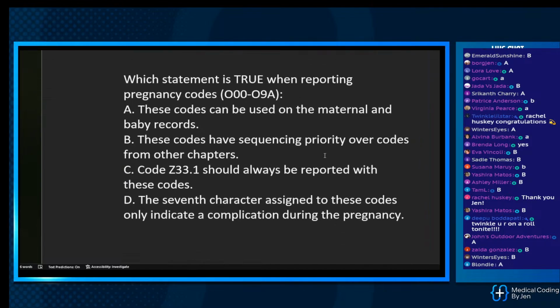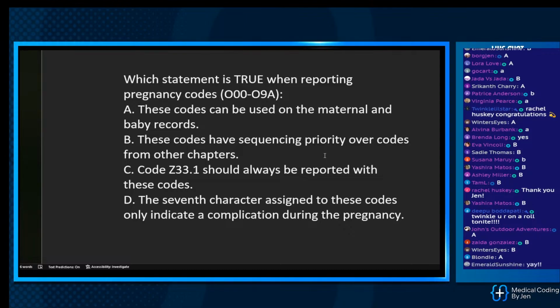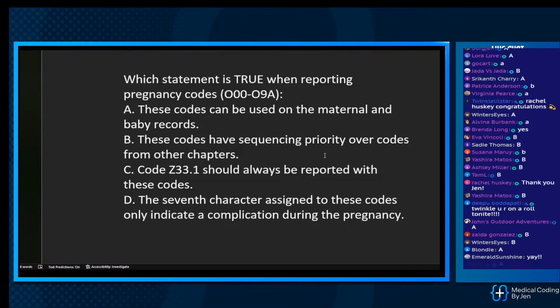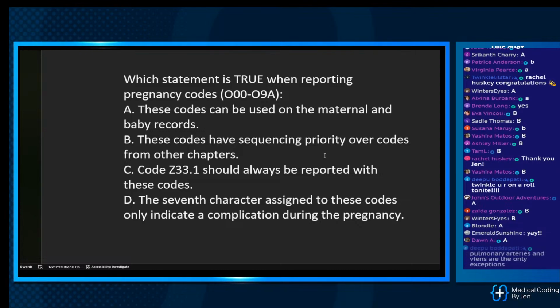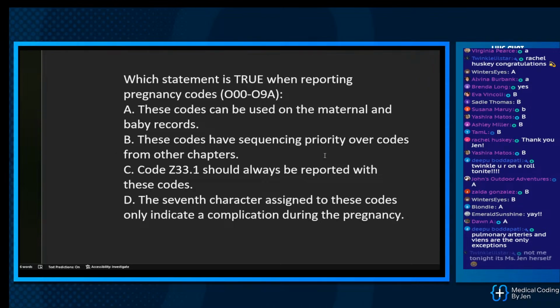Which statement is true about pregnancy codes? Here's just some guideline questions. A: These codes can be used on the maternal and baby records. B: These codes have sequencing priority over codes from other chapters. C: Code C33.1 should always be reported with these codes. D: The 7th character is assigned to the codes to only indicate any complications during pregnancy.